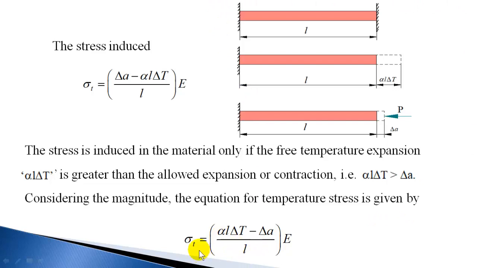stress induced. And you know, heating, if at all stress is induced, it should be a compressive stress, and cooling, if the stress is induced, it should be a tensile stress. So you will get the magnitude of the thermal stress, and then you can decide whether it's a compressive stress or a tensile stress based on whether it is heating or cooling. Only thing you have to check is that alpha L delta T, this temperature change, should be greater than del A.